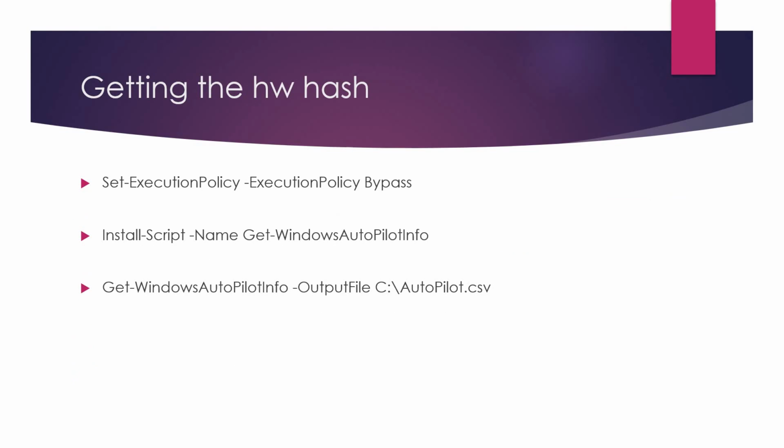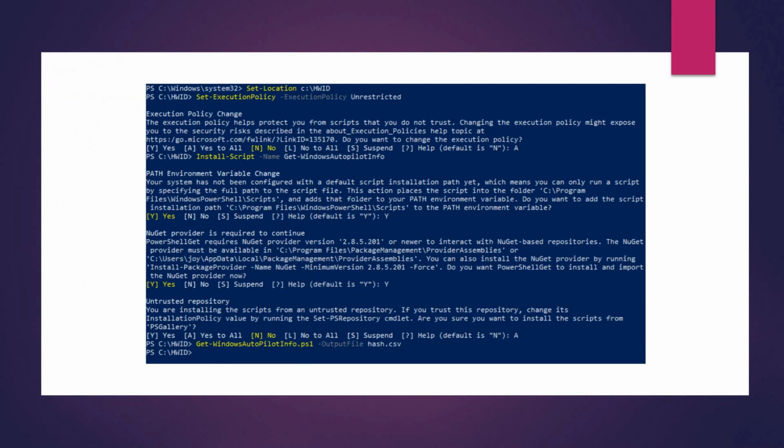Okay, so how to get the hardware hash? These are the commands. First we have to set the execution policy to unrestricted or to bypass, and then we have to install the Windows Autopilot info script and run it. These are PowerShell commands, same as what we saw in the previous Nugget. Once you run this command, you get the serial number of the device, and this is what we are uploading in the Intune portal in CSV format. This is just a snippet of how it looks while extracting the hardware hash.